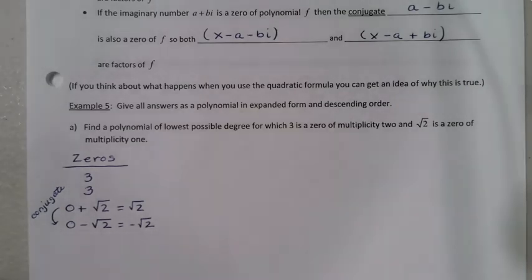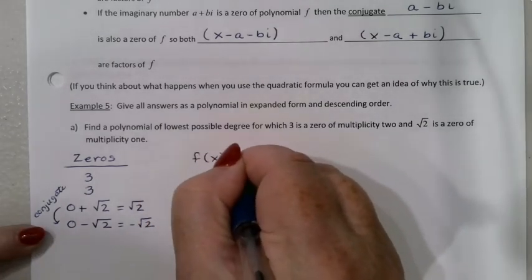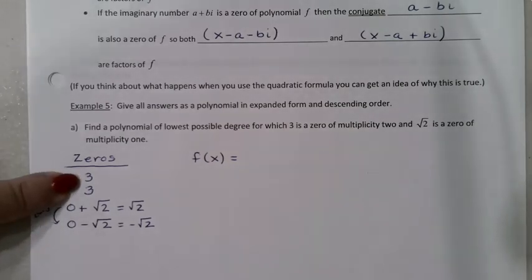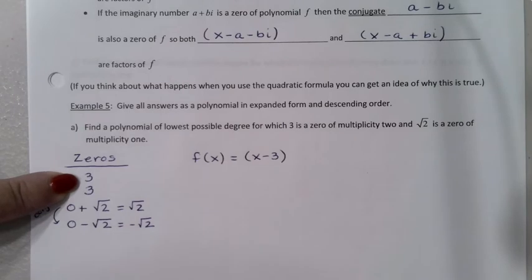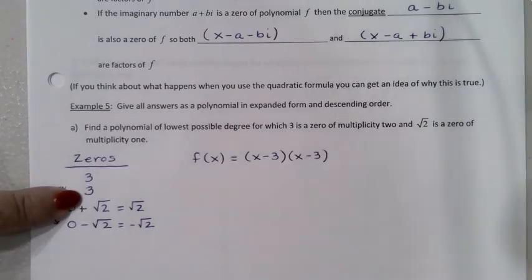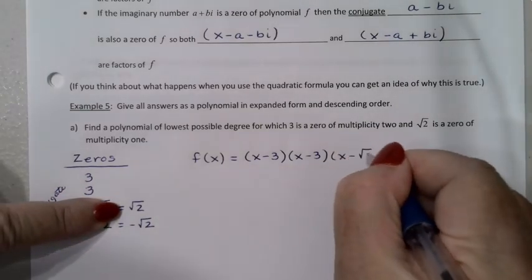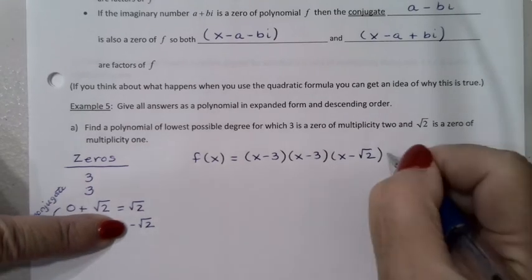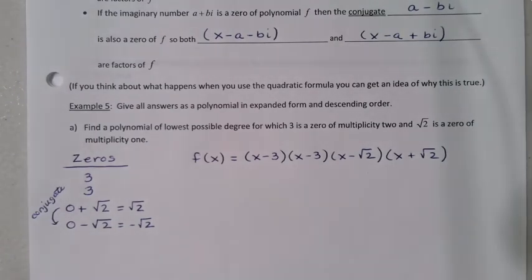All right, I'm ready to start constructing my polynomial. I'm going to call it f of x, but you can call it anything you want. I know if 3 is a 0, then x minus 3 is a factor. And the 0 had multiplicity 2, so I actually get the factor twice. And then I would have x minus the square root of 2. And then I would have x plus the square root of 2. Okay. Those are all the factors that I know must be in my polynomial.